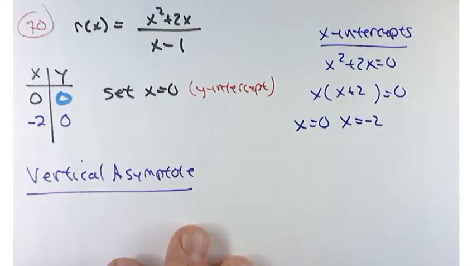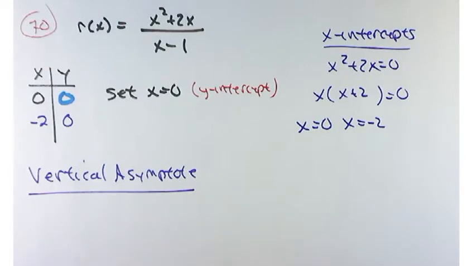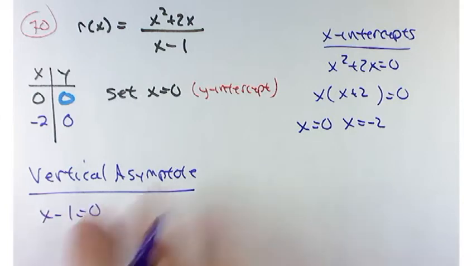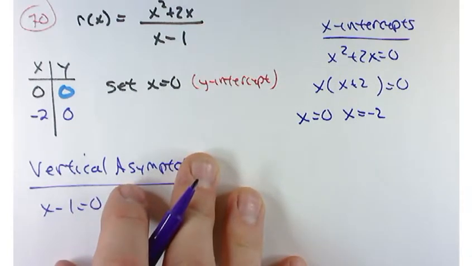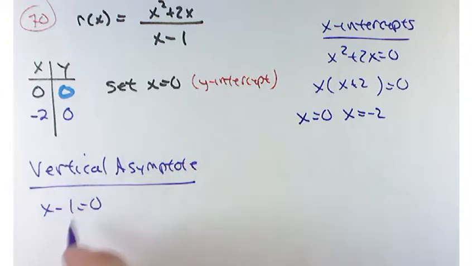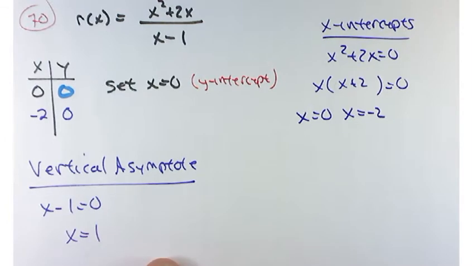All right. So set the denominator equal to 0. X minus 1 equals 0. Someone want to solve that one for me? Thank you. X equals 1. So that's your vertical asymptote.